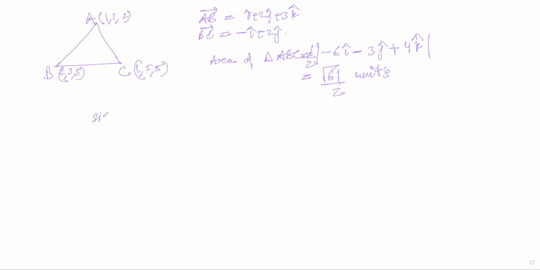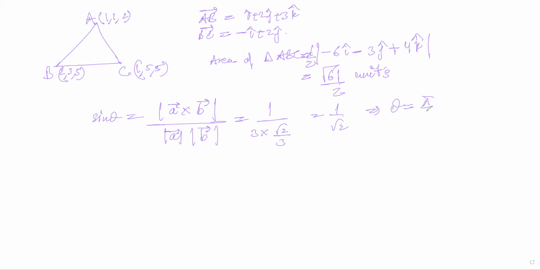Correct. So sine theta can be written as modulus of A cross B divided by modulus of A into modulus of B. The modulus of A cross B is 1. Modulus of A we know. Modulus of B we also know. This is root 2 into root 3, I mean root 2 by 3. So this would be 1 by root 2. Hence theta, that is the angle between them, would be pi by 4.